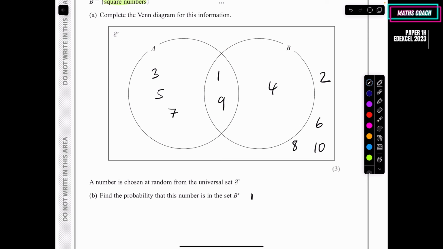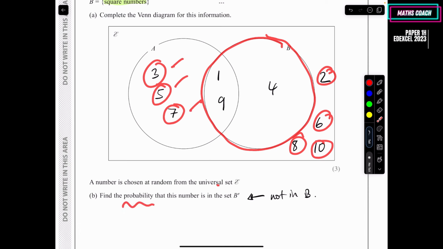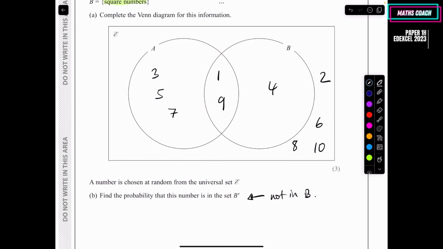All right, so let's quickly write this here. Not in B. So the numbers that are not in B are this, this, this, this, this, this, and this. That's the B circle, and these are all the numbers that are outside of the B circle. So how many numbers do we have outside? Because it asks for a probability. It's 1, 2, 3, 4, 5, 6, 7 numbers out of the 10 numbers. So what we say is 7 out of 10.